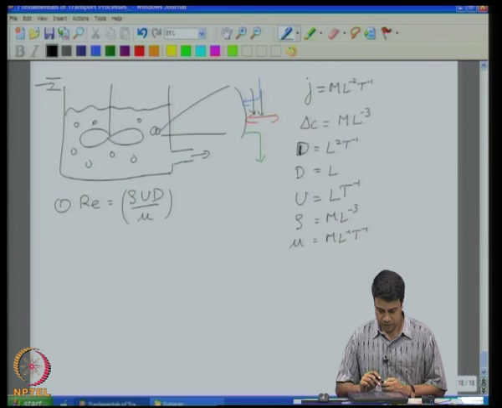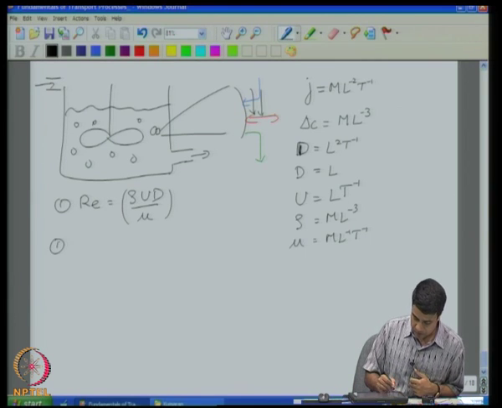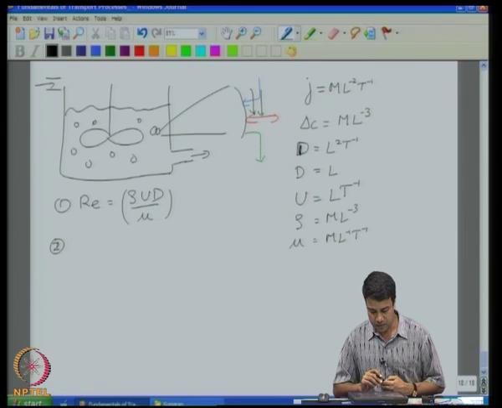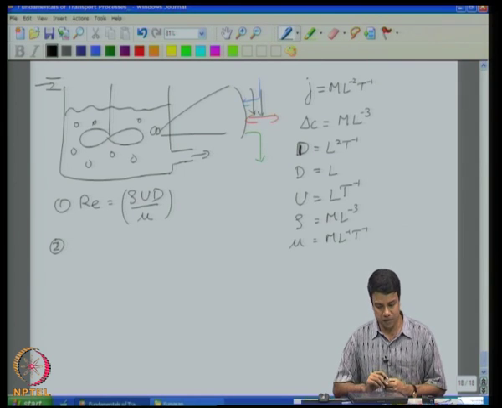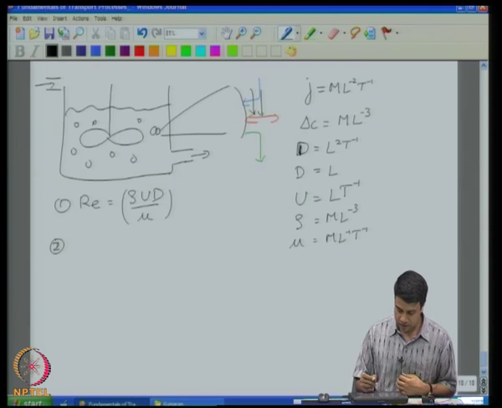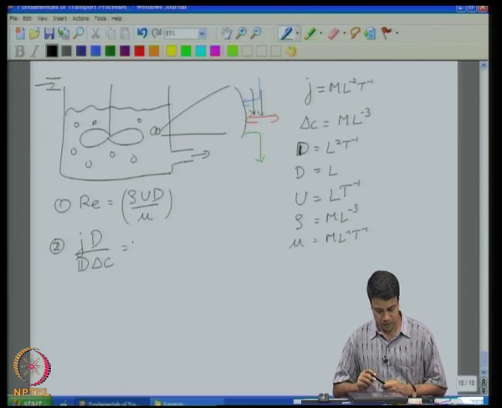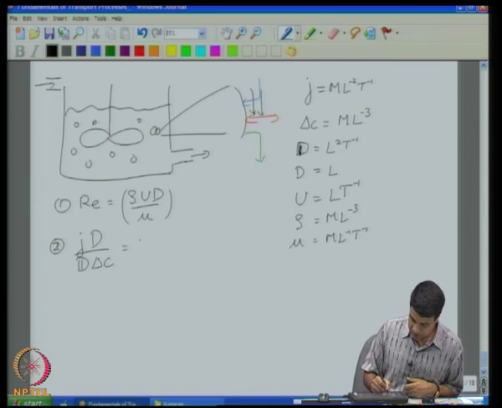Then there is one dimensionless group which involves the mass flux suitably non-dimensionalized. In this case we can write down the non-dimensional mass flux as the mass flux times the diameter divided by the diffusion coefficient and delta C. This is called the Sherwood number.